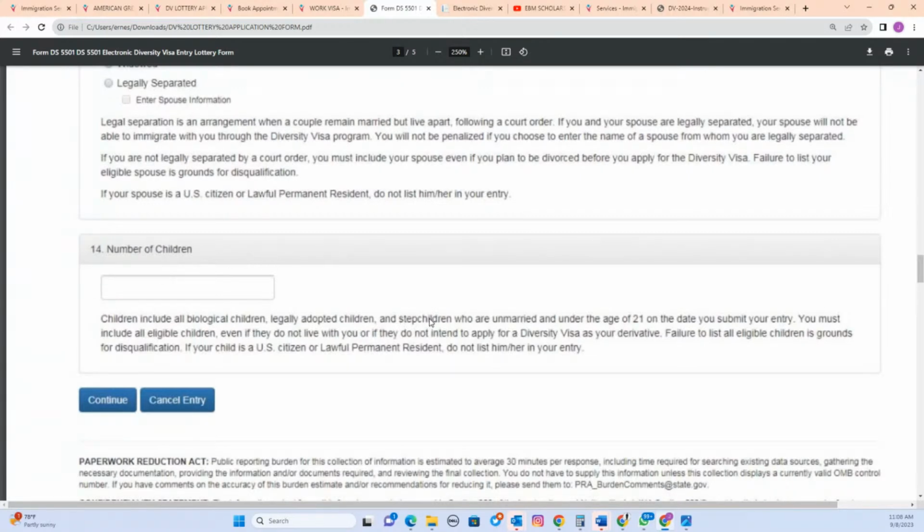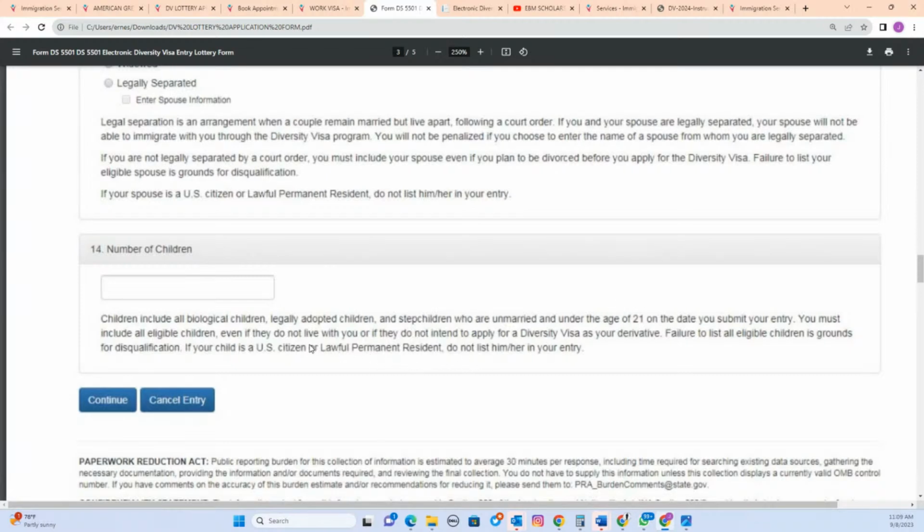But also a stepchild. For a stepchild, you must be legally married to a person who has a child, then you are allowed to add that child. So a child must be either biological, legally adopted, or a stepchild. And the child must be under the age of 21 on the day of application. So on the day you apply, if someone is 20 years and 360 days old, they are allowed to be added. But if you add a person who is officially 21, the application will not go through. It will detect a mistake in the application. So you must put a person who is under the age of 21 and unmarried.